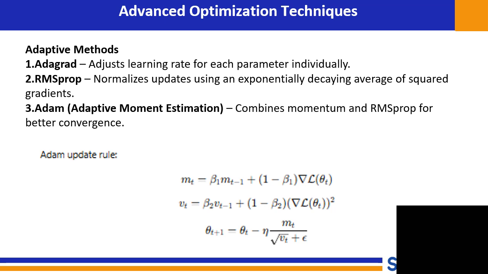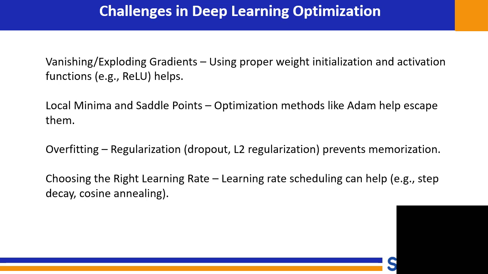So even though optimization is very important, there are many challenges while implementing it. First one is vanishing or exploding gradients. Using proper weight initialization and activation function helps. Next one is local minima and saddle points. Optimization methods like Adam help escape from local minima and saddle points.